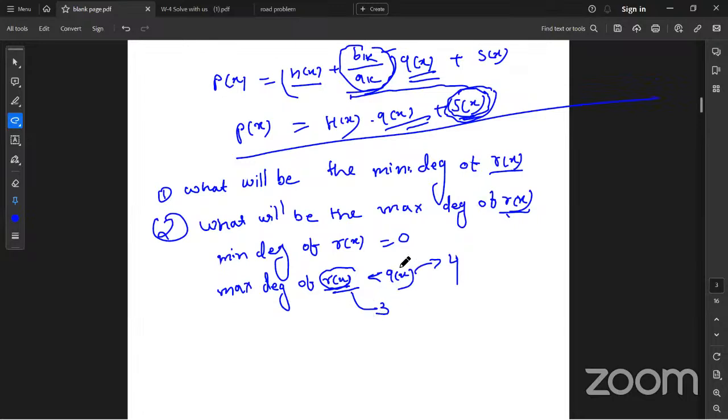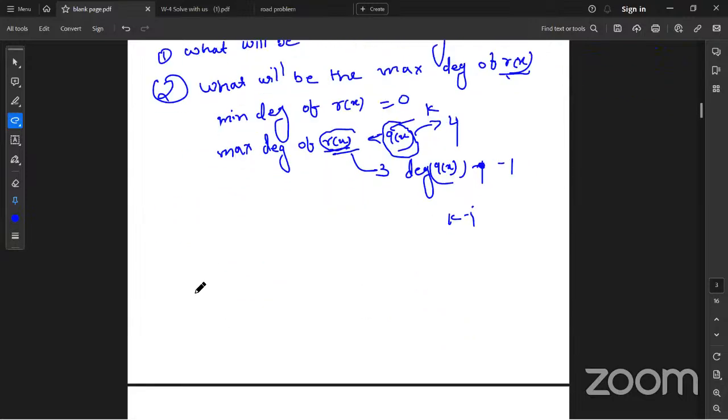So whatever degree Q(x) has, R(x) can have degree up to that minus 1. Suppose Q(x) is a kth degree polynomial. Then R(x) can be a (k-1) degree polynomial. So the maximum degree of R(x) is the degree of Q(x) minus 1. Understood, sir.